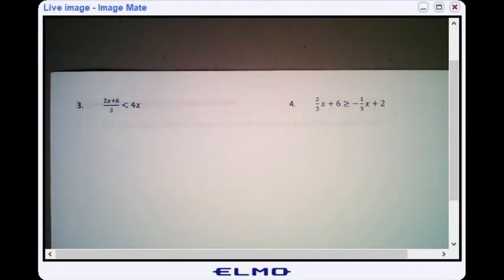For problem 3, I got x's on both sides. The first thing I notice is, oh, I've got this fraction. Fractions sometimes can be a little intimidating, especially when they're big fractions. So to undo a fraction, we know that's division. We're going to multiply both sides by 3.